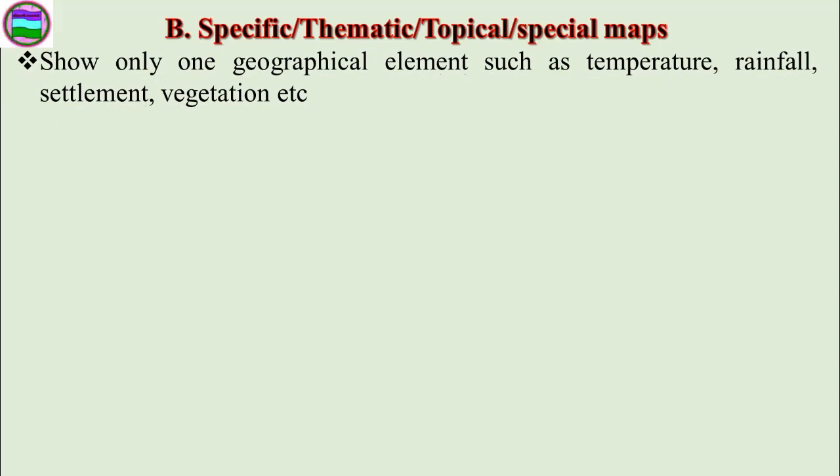As the name indicates, specific or thematic maps focus on only one idea. Meaning that it shows only one geographical element such as temperature, rainfall, settlement, or vegetation. One element. If there is a temperature map of a certain area, or a rainfall map of a certain area, it is topical: one issue is represented on one map.